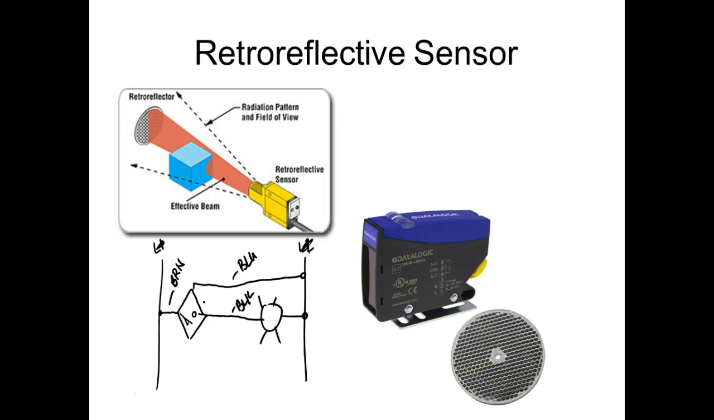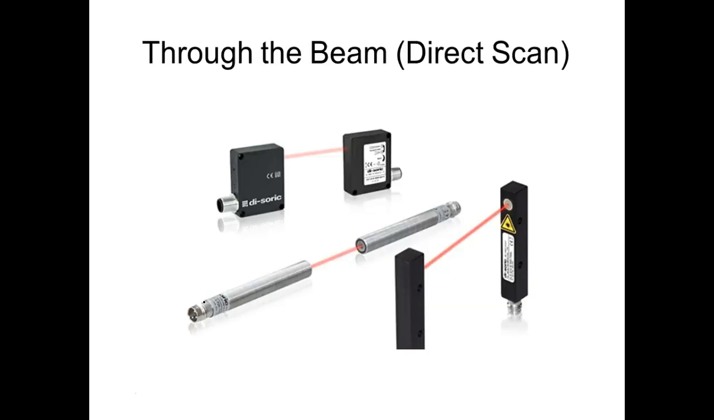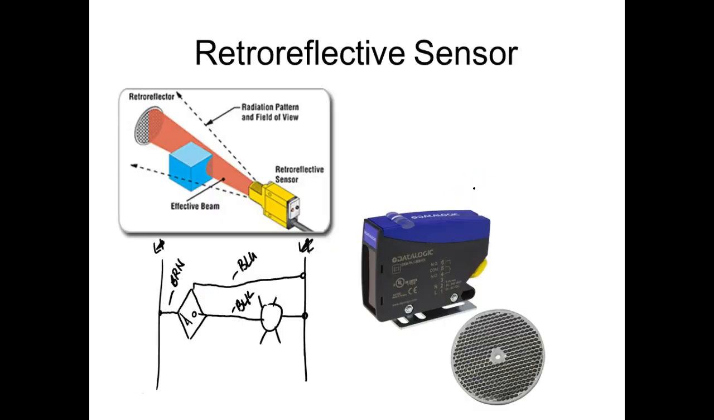Now if these two guys had a range of 6 feet, that means these guys right here could be 6 feet apart. This guy right here could only be 3 feet apart. Because why? Because it's got to go back, hit the reflector, then come back this way, and 3 plus 3 is 6, right? You understand? So the retroreflector has a less sensing range than the through the beam for the same intensity light. That makes sense?